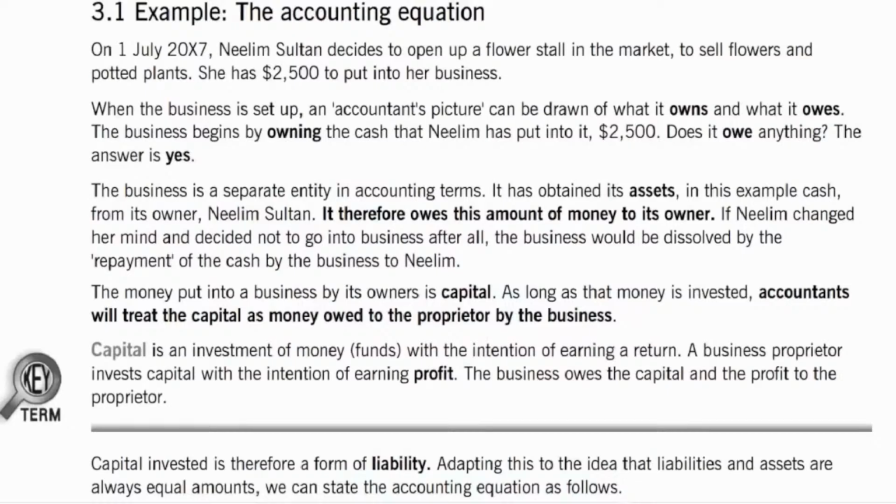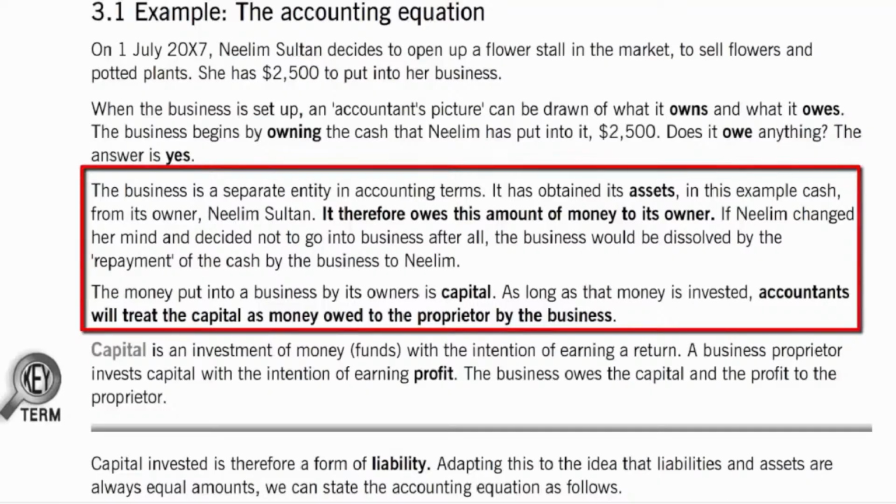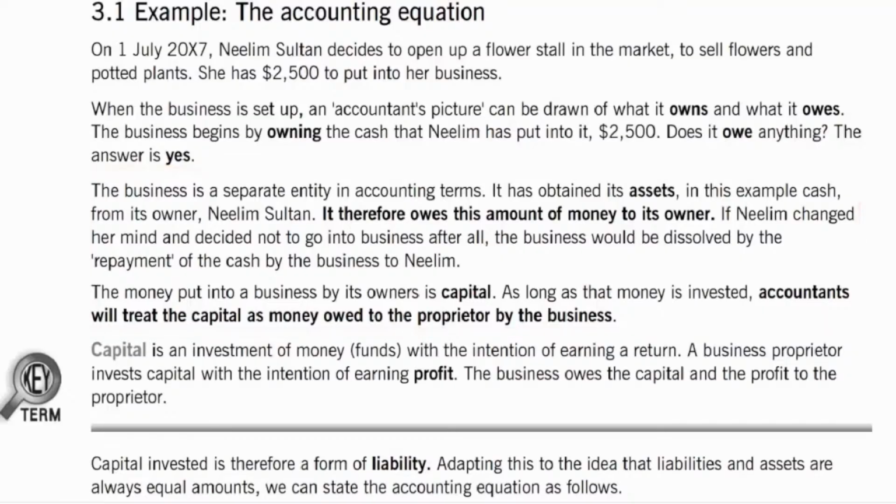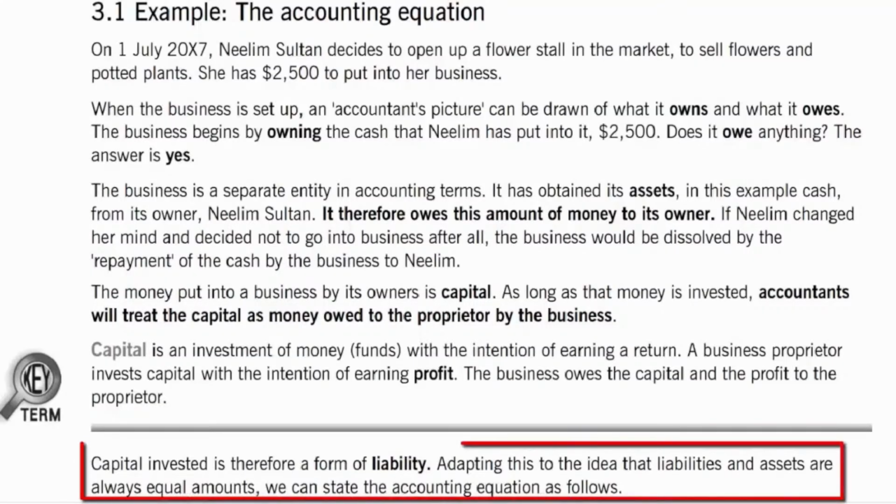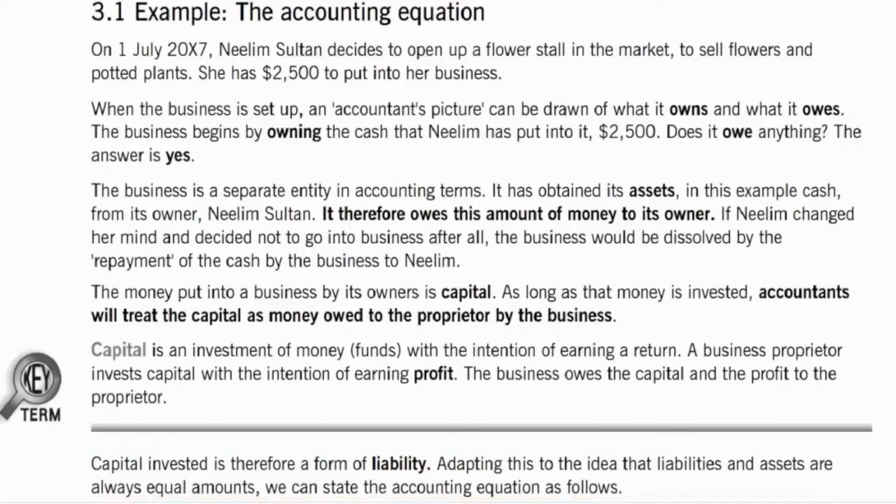Understanding the concept of capital as a loan from the owner. In accounting, we treat the business as a separate entity from the owner. This means that even though Neelam owns the business, her investment is seen as money the business owes back to her. If Neelam decided not to go ahead with the business, it would be responsible for returning the $2,500 to her. In accounting terms, the capital is treated as a form of liability to the owner, meaning the business owes this amount back to Neelam. As long as Neelam's money remains invested in the business, it is recorded as capital in the accounting equation.